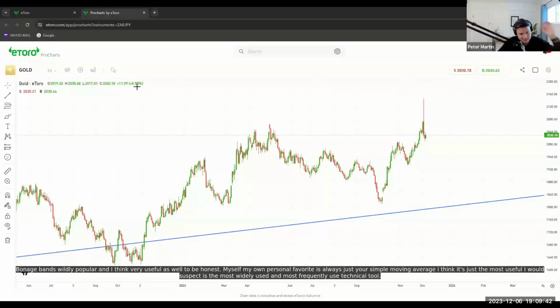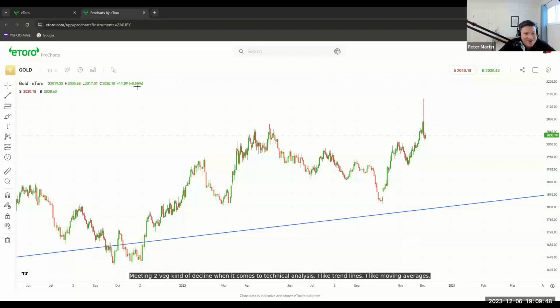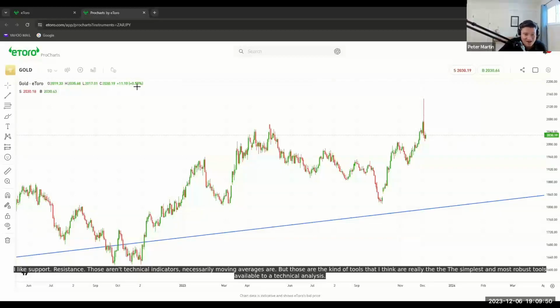But I'm a kind of meat and two veg kind of guy when it comes to technical analysis. I like trend lines. I like moving averages. I like support and resistance. Those aren't technical indicators necessarily. Moving averages are. But those are the kind of tools that I think are really the simplest and most robust tools available to a technical analyst.